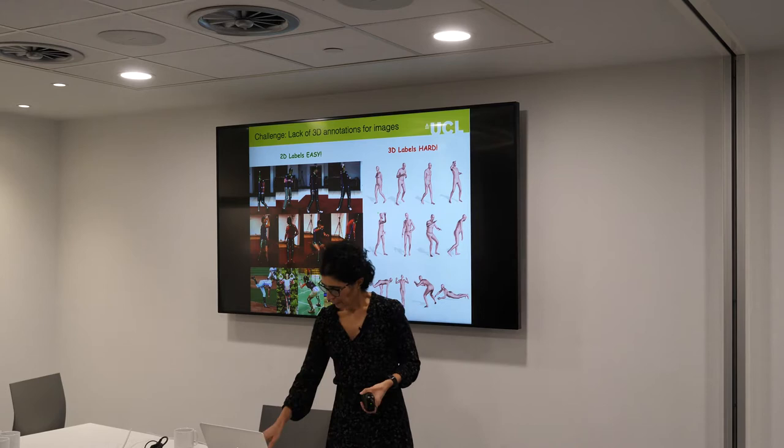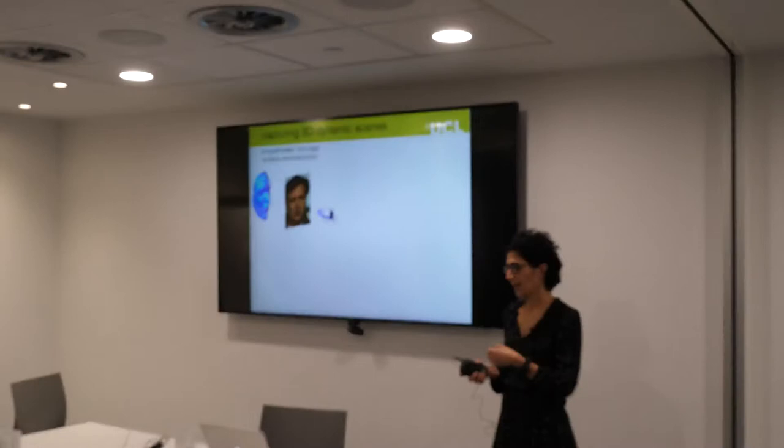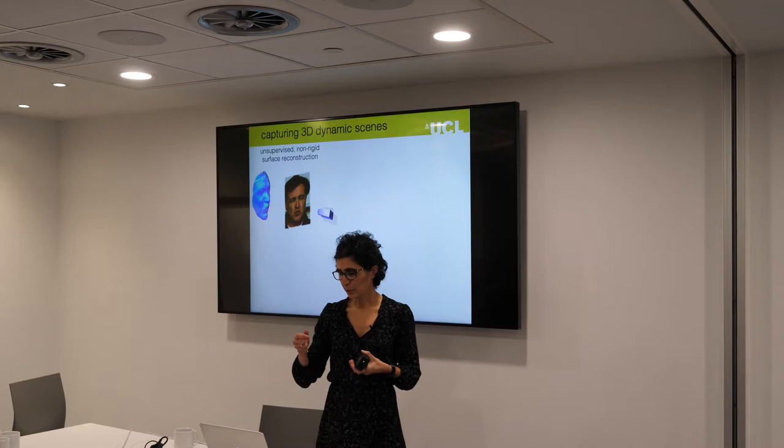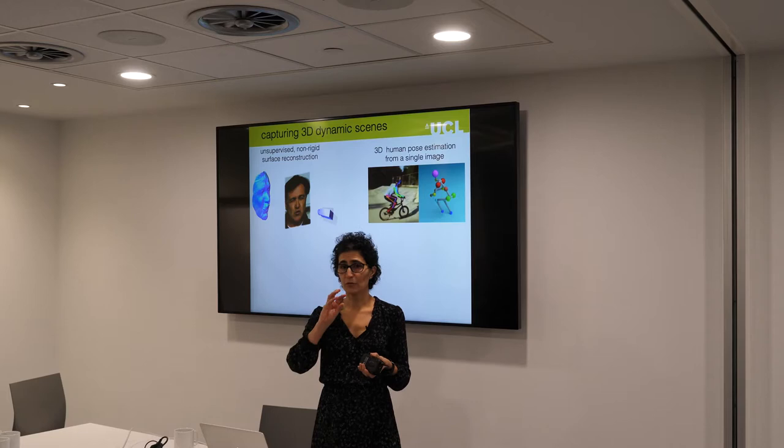And I'm going to focus on three different problems. The first problem is how do we reconstruct non-rigid surfaces? In this case, you can see a face here, but in fact, it could be any deforming object. This algorithm is agnostic of the type of object that's deforming. How can we reconstruct non-rigid objects over time? And how can we actually get very, very detailed reconstructions of these objects? And this is purely from a single monocular stream, so an RGB video.